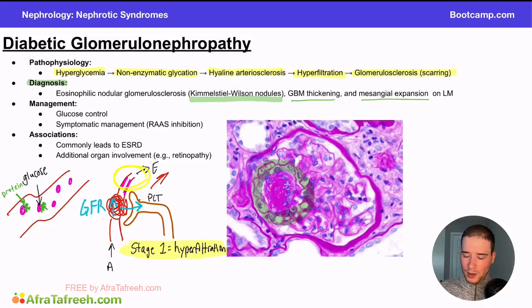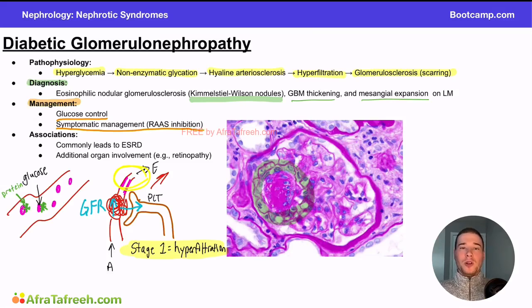So it should make sense to you that if the primary problem with diabetic glomerulonephropathy is the condition of having diabetes, then glucose control or diabetes management would be one of the primary things we would want to do for these patients. However, it's also important to know, as with many other nephrotic conditions, we want to keep up with symptomatic management as best we can for these patients.